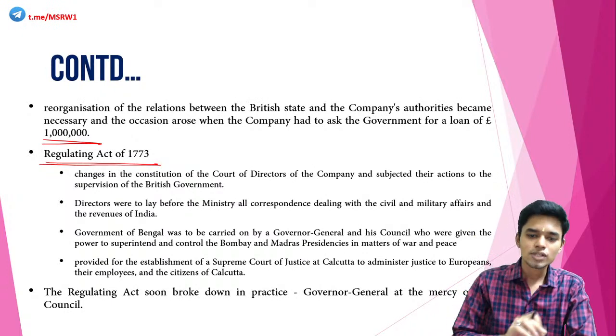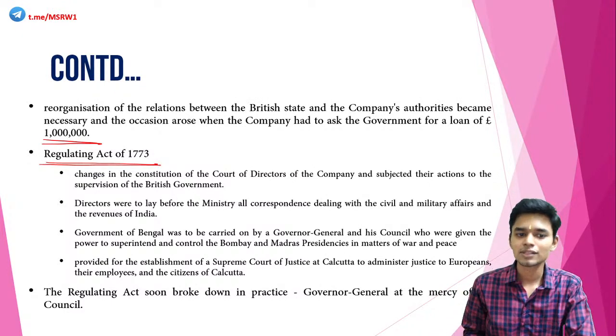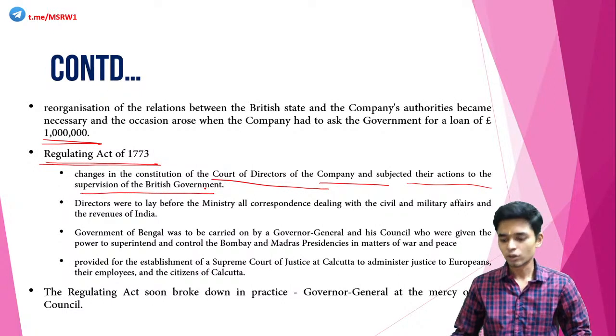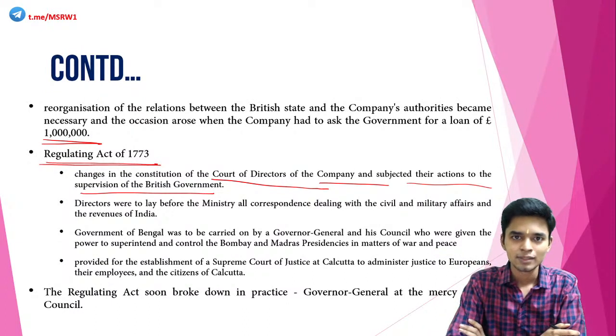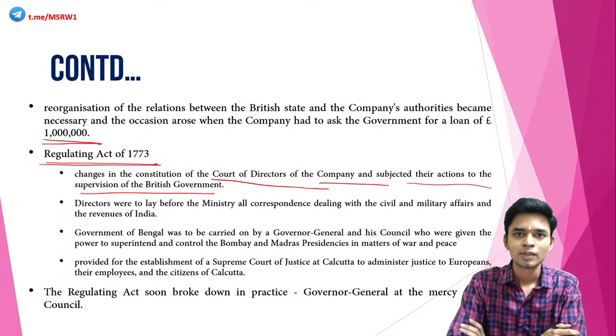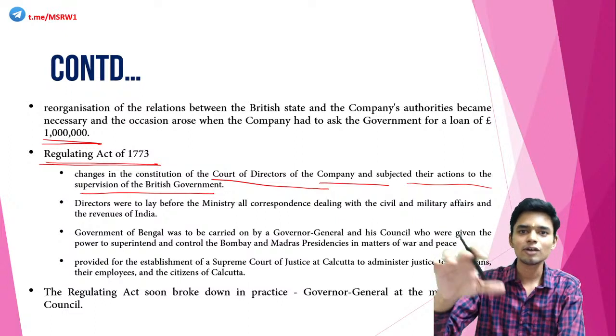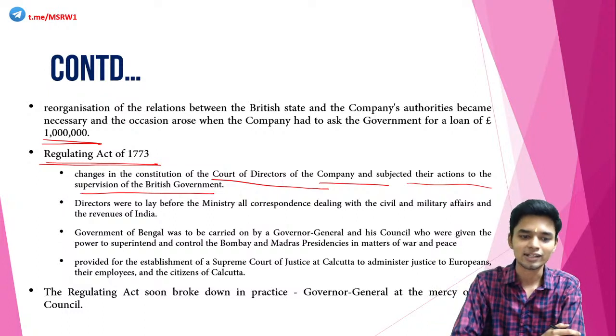Okay, so some of the important things that happened as a part of this Regulating Act was changes in the constitution of the Court of Directors of the company, and their actions were subjected to the supervision of the British government. The Court of Directors was the body which was actually controlling the English East India Company, taking all the decisions for the company. So their actions were now made responsible to the English government. They cannot do whatever they want now. The British government has some kind of control over the company's activities.